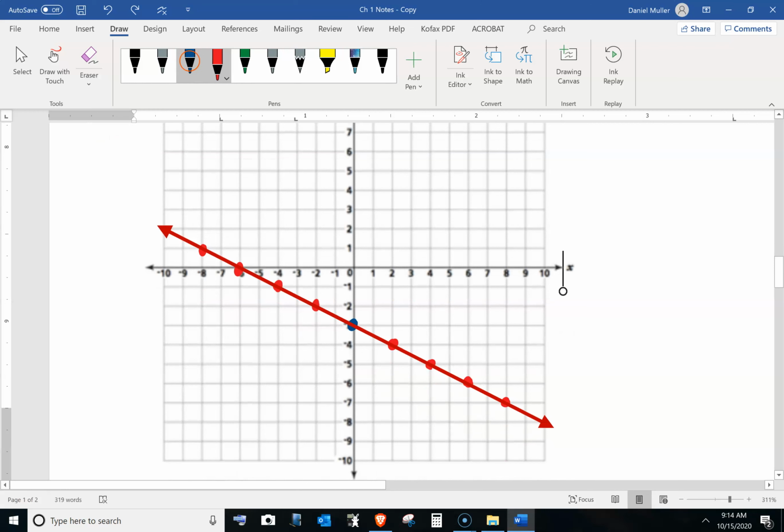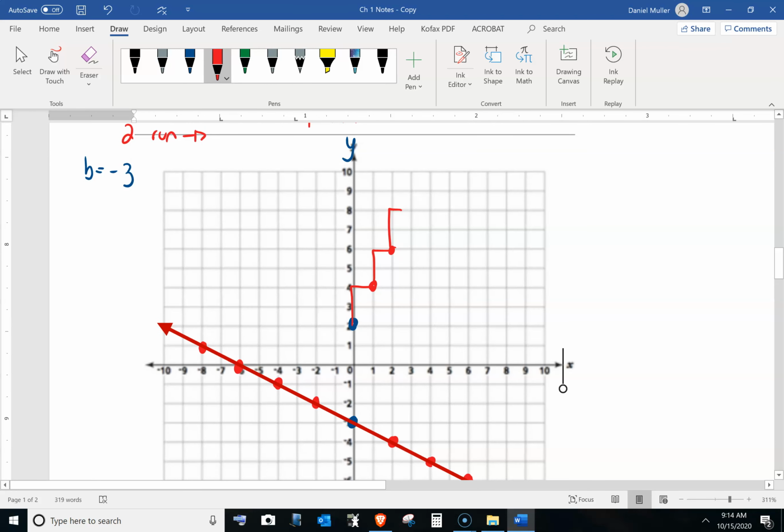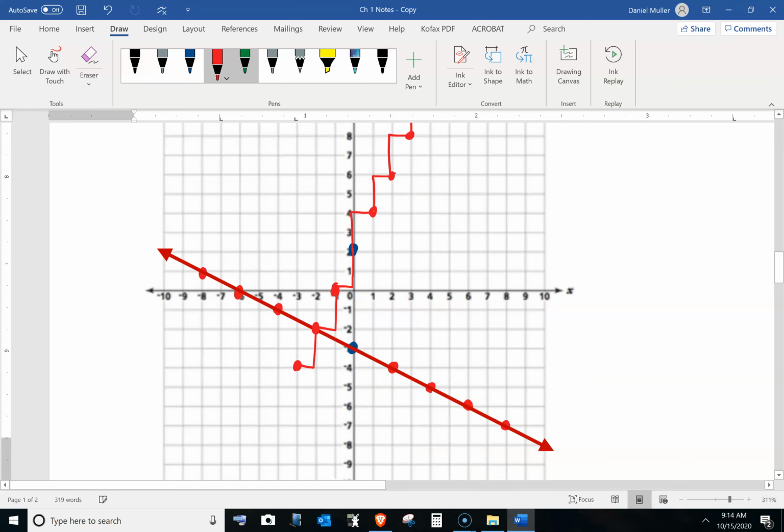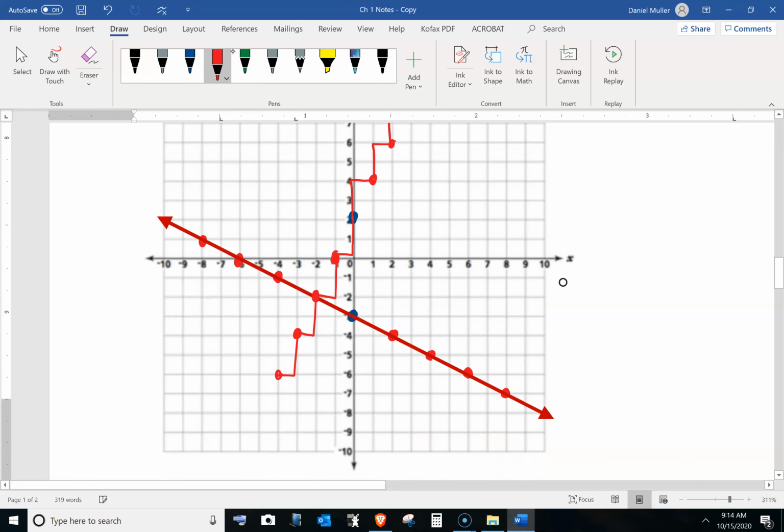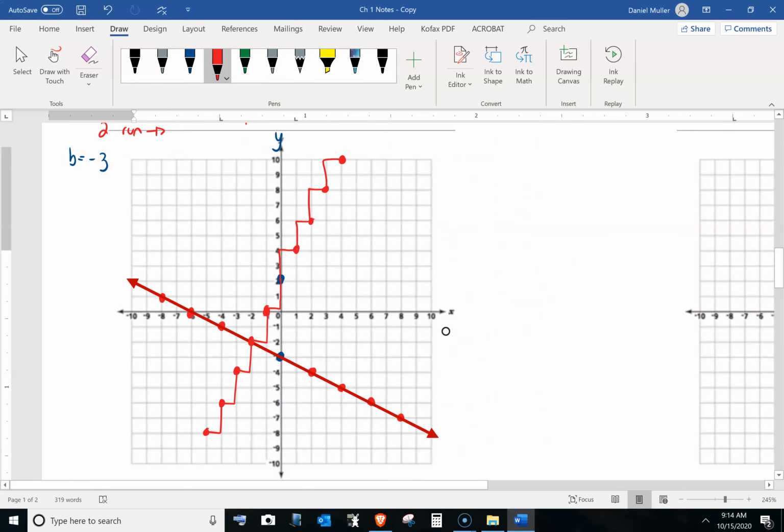Okay, that disappeared. A rise of 2 and a run of 1 to the right. So up 2, 1 right, up 2, 1 right. So I'm just going to keep doing that. Up 2, 1 right. And then down 2, 1 left. There's where we cross. Down 2, 1 left. Keep going here. Okay, so now I'm just going to connect those dots.